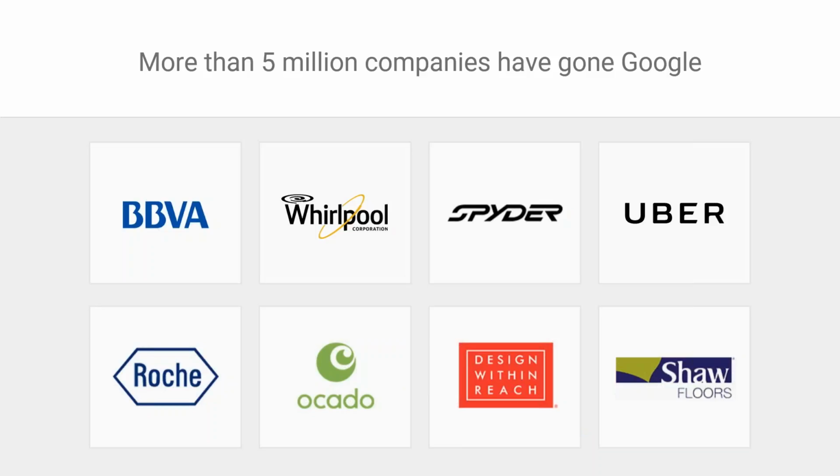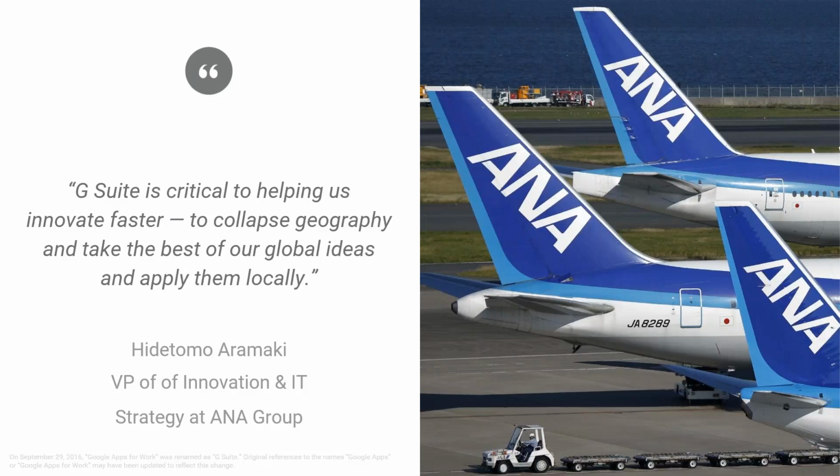G Suite is being used by more than 5 million companies as we speak, including banks, universities, and government agencies. These are 5 million companies who have made the choice to become digital businesses because they recognize how the business landscape is changing. With Google, companies like ANA Group, who has teams working across multiple continents, realize that it's critical for them to innovate faster, to collapse the geographic restrictions, and take the best of all their global ideas and apply them locally.